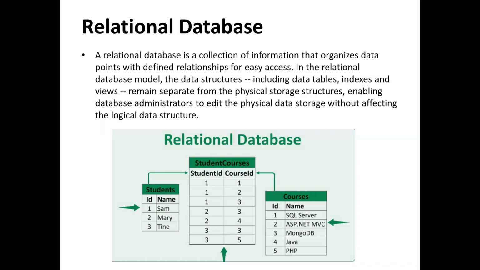There we have defined which students opted for the respective courses. For example, student ID 1 has opted for 1, 2, 3. Similarly, student ID 2 has opted for 3 and 4. And student number 3 has opted for 3 and 5. So this is how we organize the data in a database, and we establish relationships between the tables to make more sense of each access, and that's why it's called a relational database.